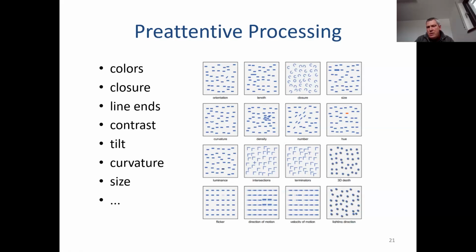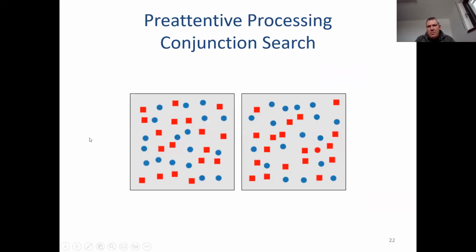It's called the pop out effect. So the outliers or anomalies immediately jump into your eye. But what happens if we have something that is called a conjunction search? For example, you have two data features that are visualized by two visual features. For example, you could have a blue color and a red color, or you could have the shape. You have these circular shapes and you have square shapes.